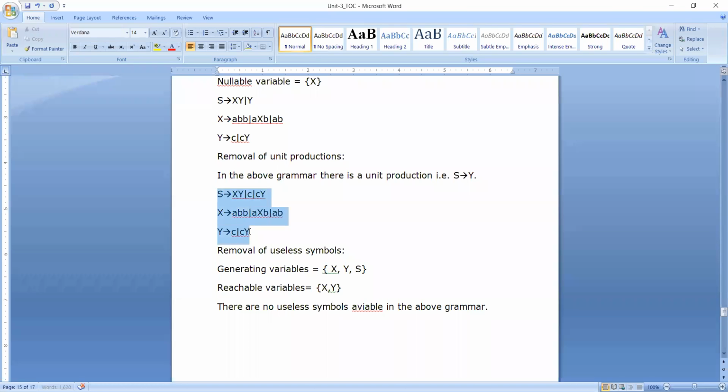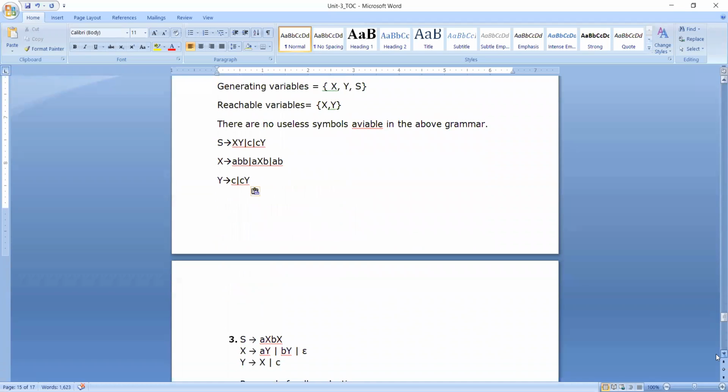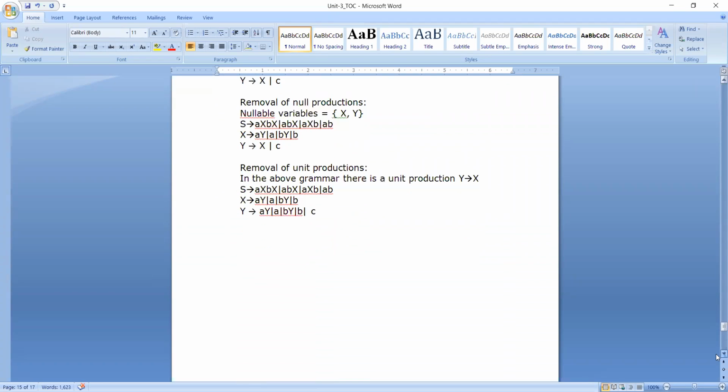So all these productions are going to be useful productions. Now let us try the third scenario. I think in the third scenario also we don't have any useless productions. You can see here S is generating directly. S derives to AB. S is generating. X is also generating. You can see X is generating small a and small b. Y is also generating.